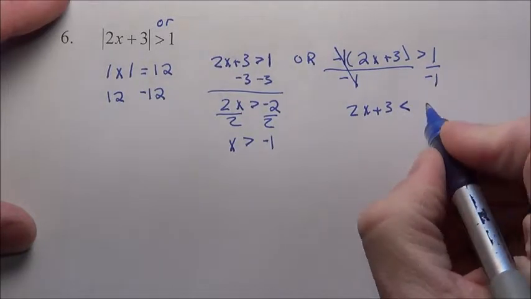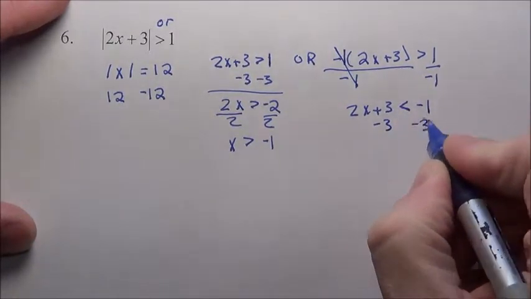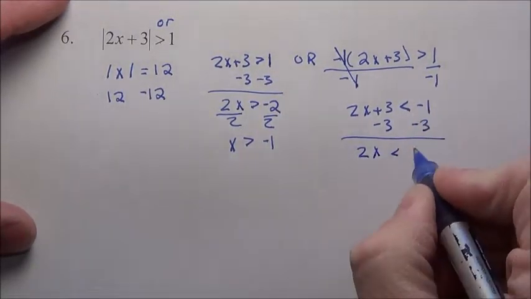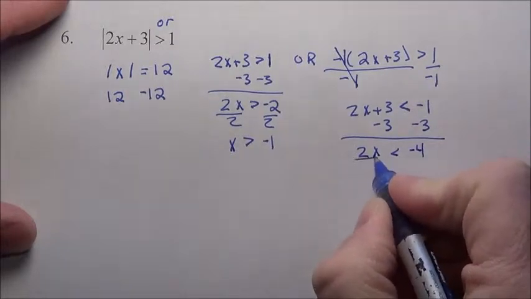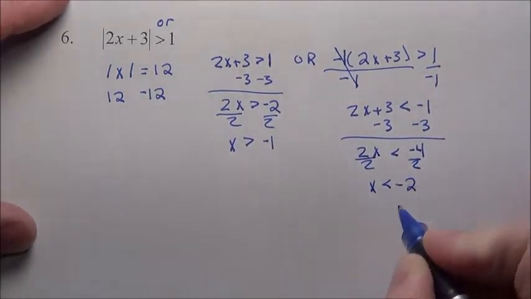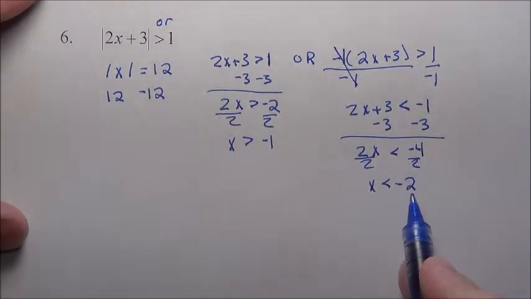So I now have 1 divided by negative 1, which is negative 1. I now subtract 3 to get my numbers all over together. So 2x is less than negative 4. Divide by a positive 2, x is less than negative 2. So I have x is greater than negative 1 or less than negative 2.